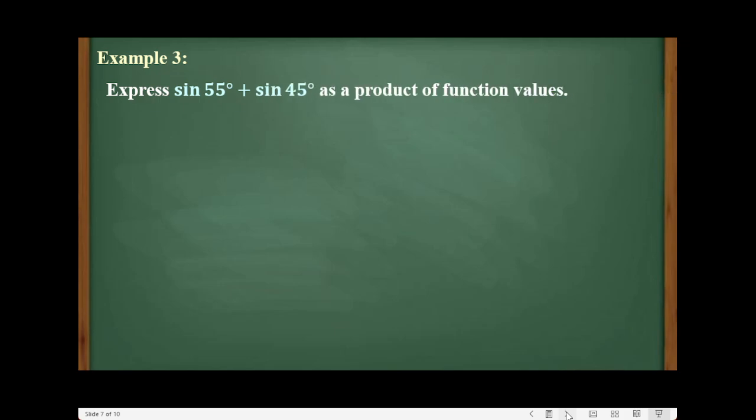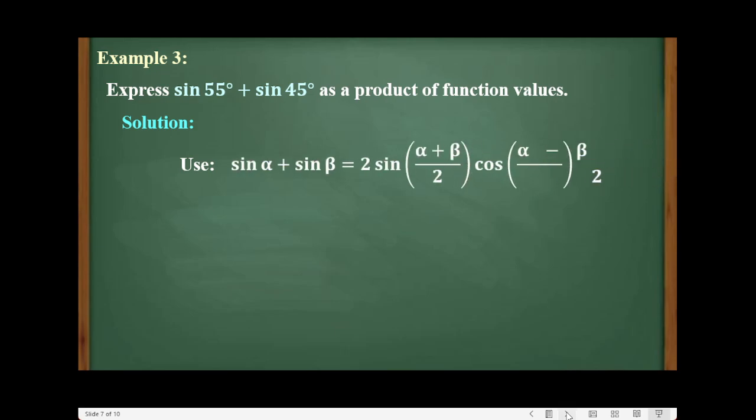Number 3. Express sine 55 degrees plus sine 45 degrees as a product of function values. We apply this identity: sine alpha plus sine beta is equal to 2 sine of quantity alpha plus beta all over 2 cosine of alpha minus beta all over 2. It follows that the value of alpha is 55 degrees while beta is 45 degrees.